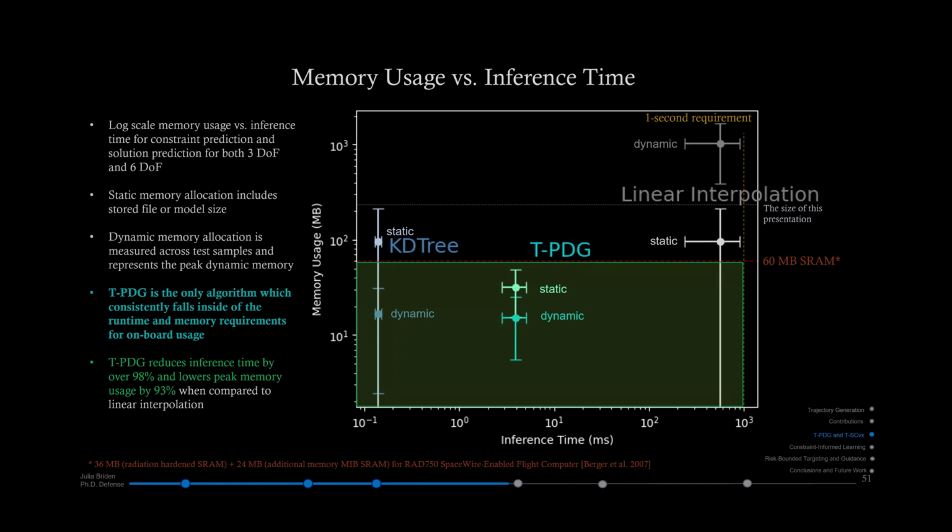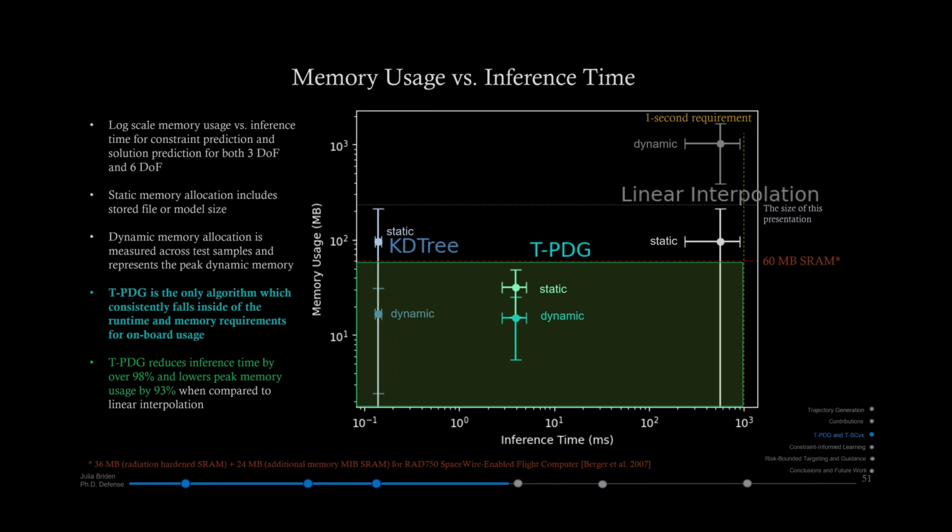So if we look at our memory usage versus inference time, we have our inference time on the x-axis, and then memory usage on the y-axis. Note that this is log scale, so they're actually quite different in terms of memory and inference times. We've also put on this plot static versus dynamic memory allocation. And from the green region, we can see that T-PDG is the only algorithm which consistently falls inside of the runtime and memory requirements for onboard usage.